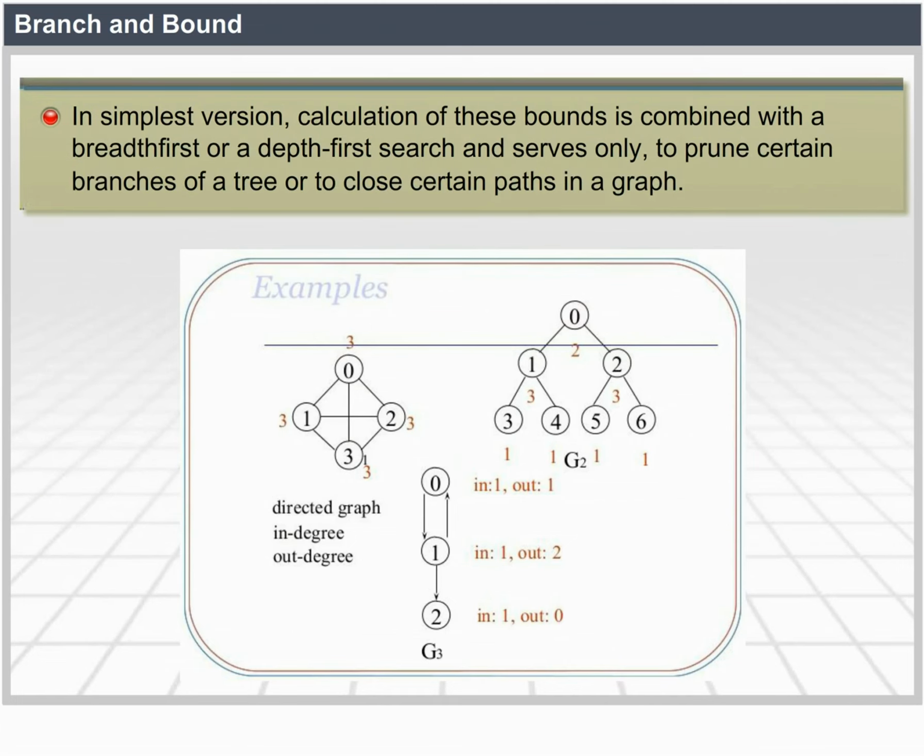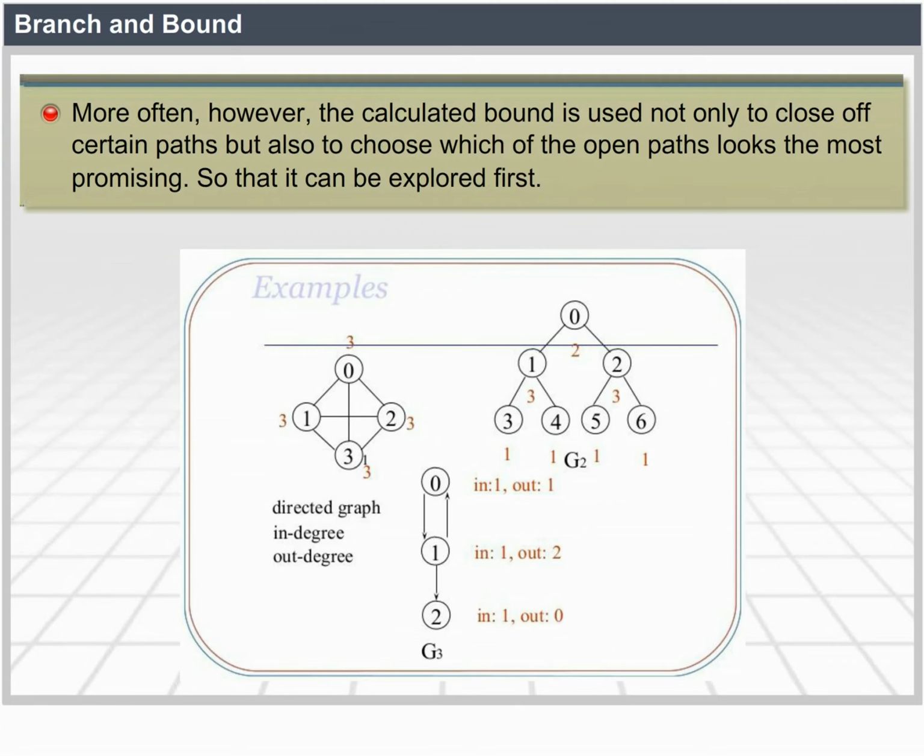In the simplest version, calculation of these bounds is combined with a breadth first or a depth first search and serves only to prune certain branches of a tree or to close certain paths in a graph. More often, however, the calculated bound is used not only to close off certain paths but also to choose which of the open paths looks the most promising so that it can be explored first.